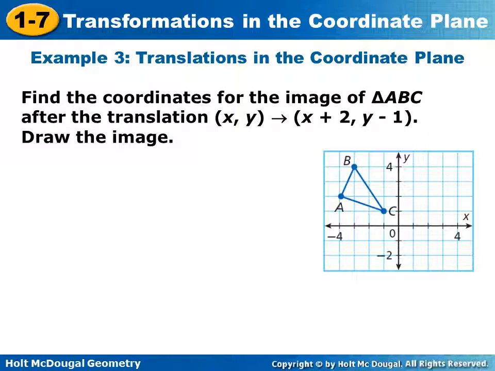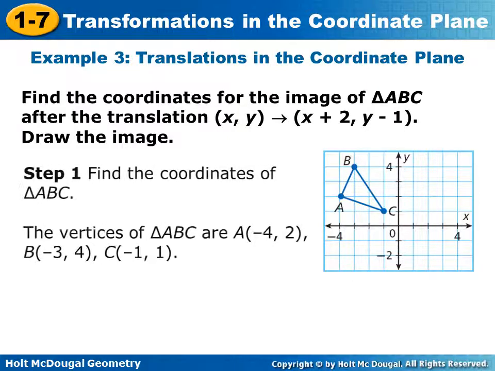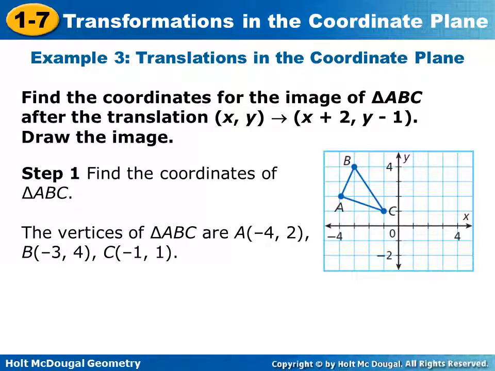Now this would mean that each x moves to the right 2 and each y moves down 1. So if you wanted to use the graph, you could count over 2, down 1 from each of the 3 points, or you can plug them in. So first thing they did was graph the triangle because that'll be extremely helpful. Okay, so those are the vertices, (-4, 2), (-3, 4), and (-1, ...).